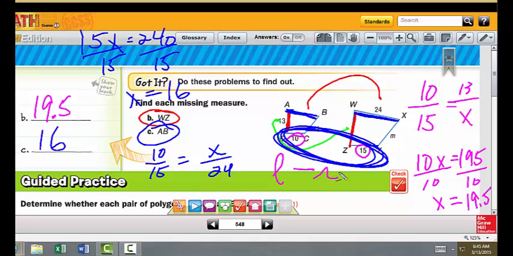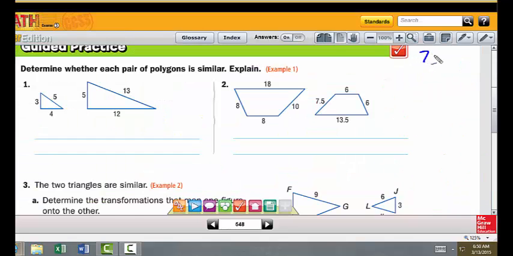Please do guided practice. Here are your solutions to 7-4 guided practice. We'll start with problem 1. We're being asked to determine whether each of the pair of polygons is similar, and then explain.